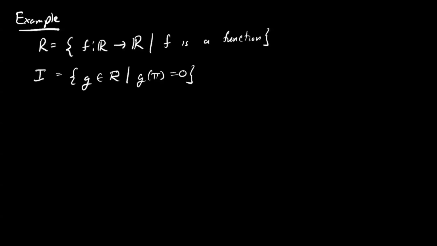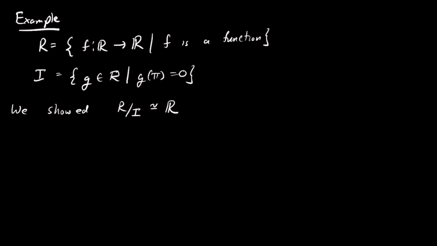Okay, and finally, I'd like to go back to one more example from the quotient ring and first isomorphism videos. I'll consider R to again be the set of functions from the reals to the reals. And remember, this is a ring under pointwise addition and pointwise multiplication. And I'll let I be all the g in R such that g of pi is equal to 0. So these are all the functions from R to R where g of pi is equal to 0.